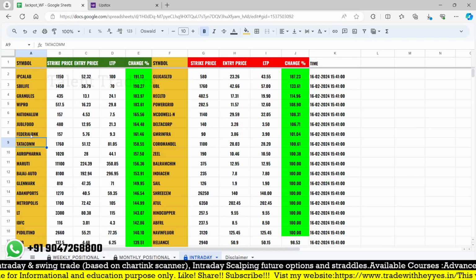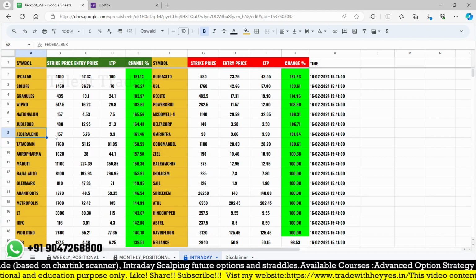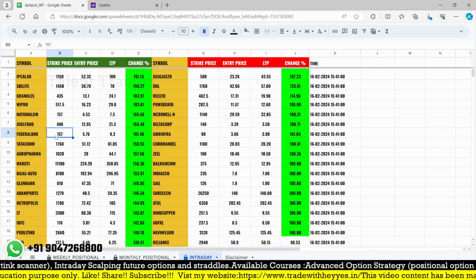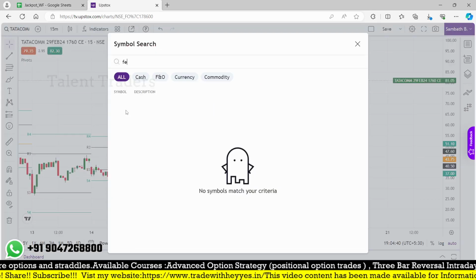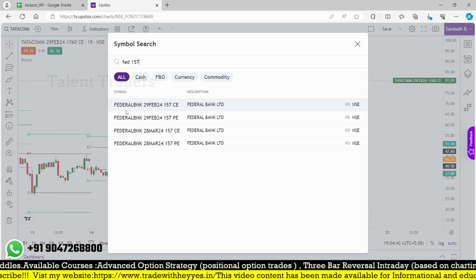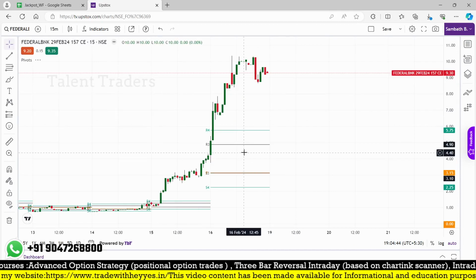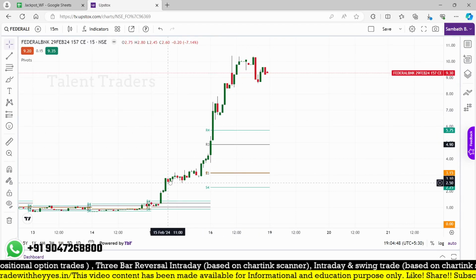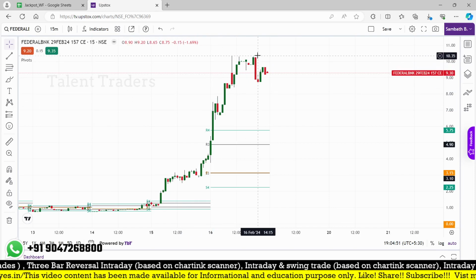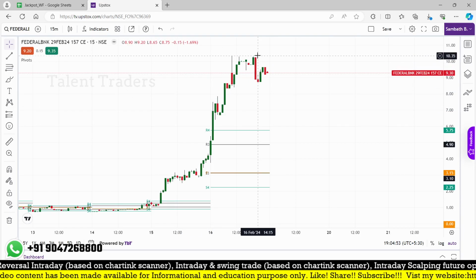And Federal Bank is already in our monthly, weekly positional. Here also it came into intraday, 157. So let me check whether it is a valid breakout. Federal Bank 157. You can look at this. It's happening on the second candle, not on the first. The second candle gave a breakout around 5.75, and it moves to 10. So that is one more good opportunity.